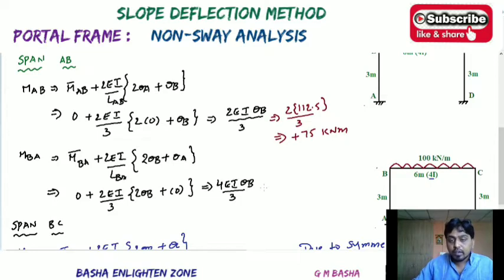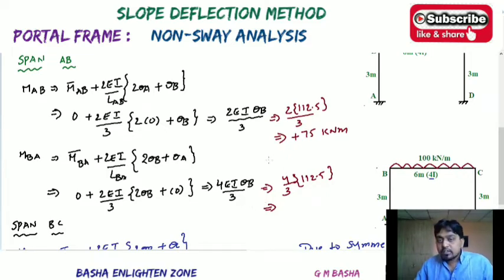In the same way, here 4 by 3 EI theta B will be equal to 112.5. How much will you get here? After simplifying, MBA will be equal to 75 into 2, so it will be around 150 kilonewton meter. So 2 into 112.5 is 75, and again multiplying with 2, you will get 150 kilonewton meter directly.